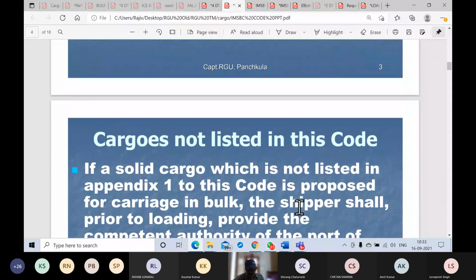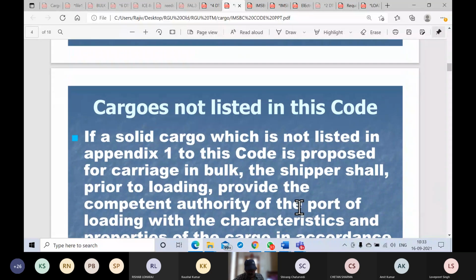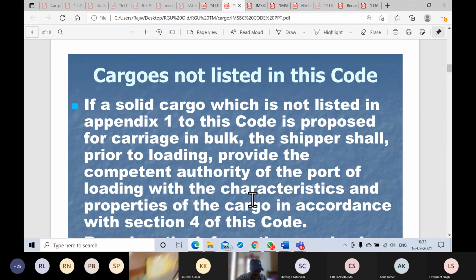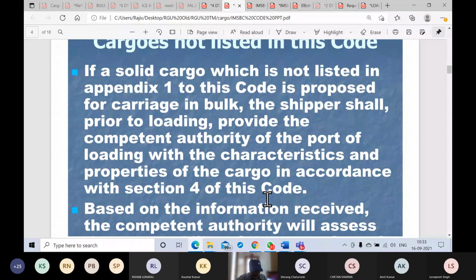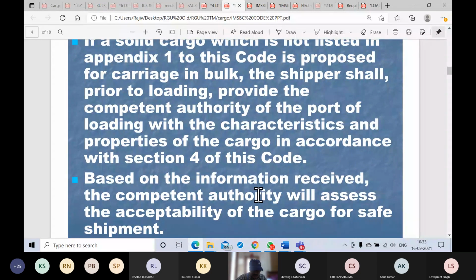This is a concern if the cargo is not listed. Then it is a concern, because in that case the shipper will have to provide, prior to loading, all the information which is required in accordance with Section 4 of the code. The question has been asked previously: how will you load cargo which is not listed in the IMSBC?